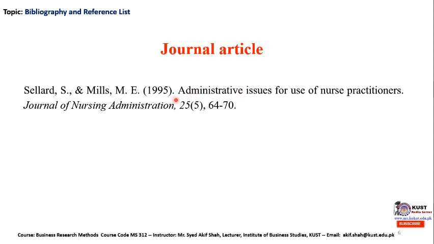The middle portion belongs to the title of the research paper, which is administrative issue for use of nurse practitioners. Then put another full stop, and then write down the journal name, which is Journal of Nursing Administration. Now this is the title of the journal which has published this research paper. Its number is 25 and the volume of this journal is 5, and on page numbers 64 to 70 you can find this research paper in volume 5.